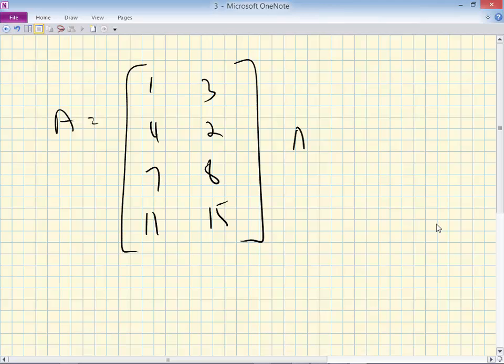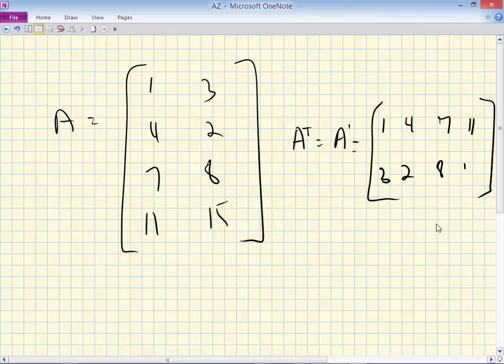A transpose, which would be written this way if you're looking at a math textbook. MATLAB uses an apostrophe for that. So all a transpose means is that we're going to simply flip this array around. This is a 4 by 2 array right now, and now it's going to become a 2 by 4, and it's simply going to be 1, 4, 7, 11, 3, 2, 8, 15. That's all we do, we just simply transpose rows and columns.